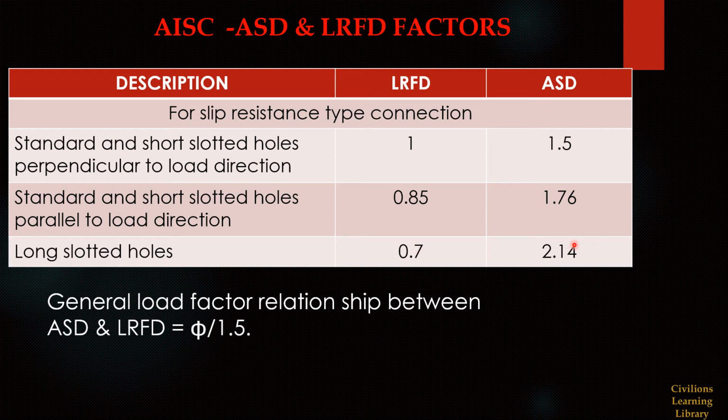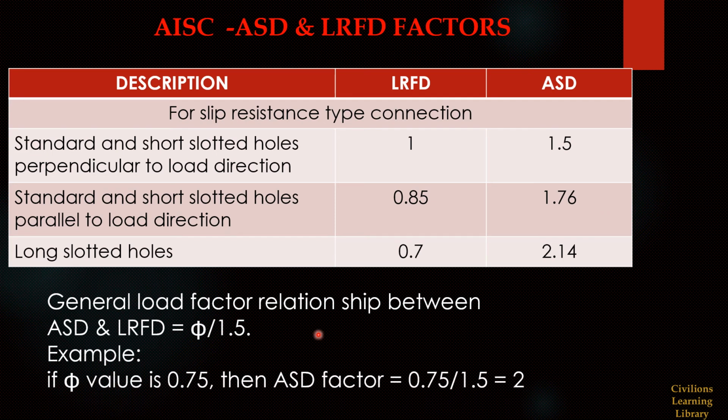This load factor is derived based on this value: the LRFD factor divided by 1.5. So if we remember any one factor, then we can find out the other factor using this formula. Let me show one example. If our LRFD safety factor value is 0.75, then our ASD factor should be 0.75 divided by 1.5, and we get 2 for ASD. If we calculate like this, we can get all the ASD factors.